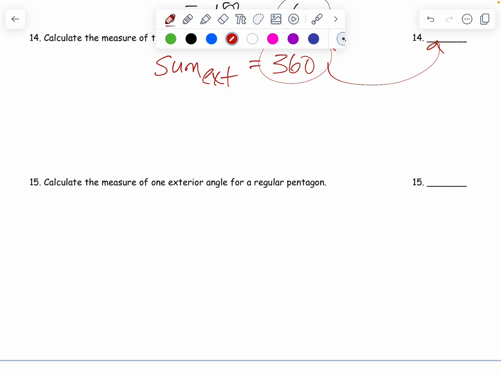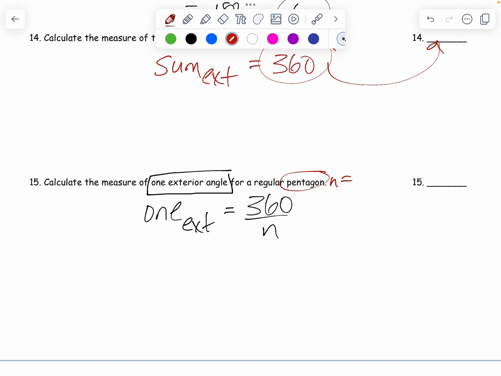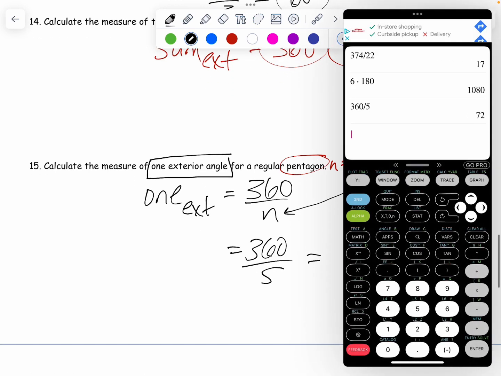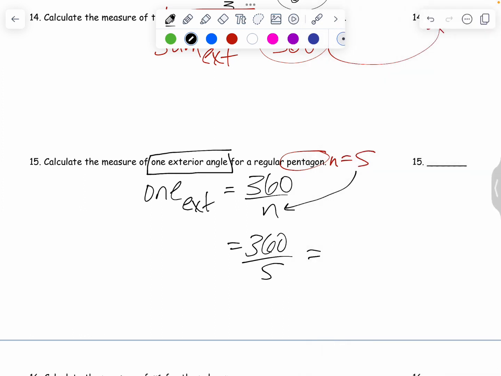Okay. Last formula I'm going to review would be 1 exterior angle. You have a formula for that, and it is a little bit different than all of the other ones. It starts with 360 and it divides by n. Make sure you've got that on your note card. Pentagon means n equals 5, so I am plugging in 5 right there. 360 divided by 5. What is that in my calculator? 360 divided by 5, 72.